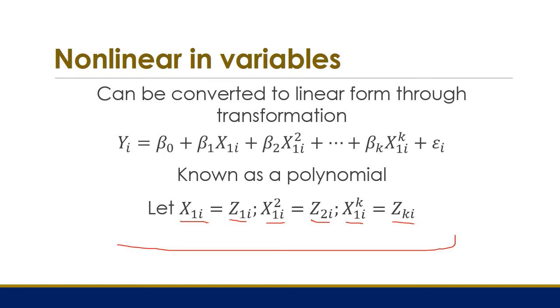And so our equation will be reduced to yi equal to this model. And you can see this is a linear equation, a linear model, for which we can now use our data to estimate the parameters beta naught, beta 1, beta 2, up to beta k.